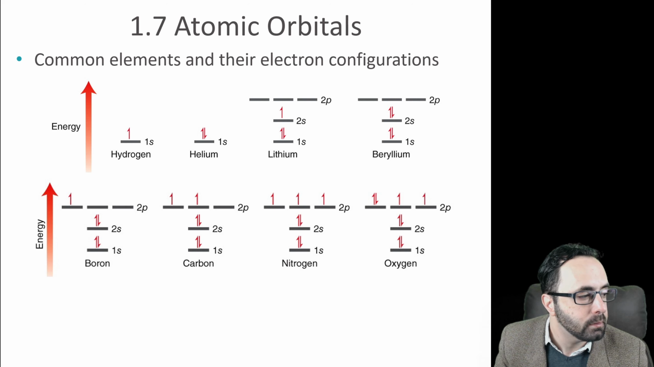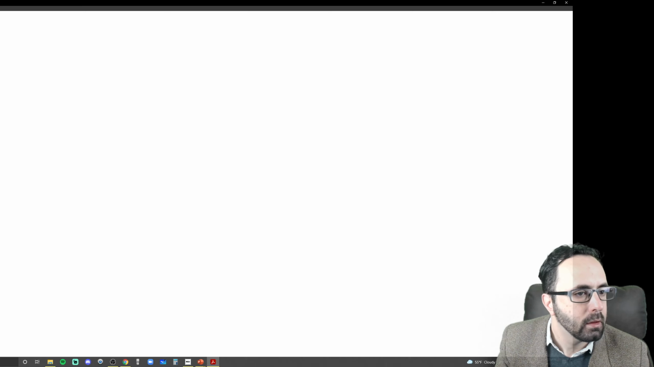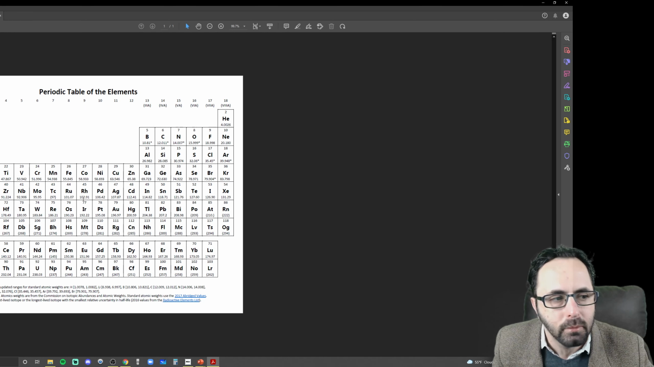Now, if we go here to our periodic table, which I'm going to bring up right now, Chem 212. Just a second. I should have brought this up earlier. Okay. We take a look at the periodic table here.